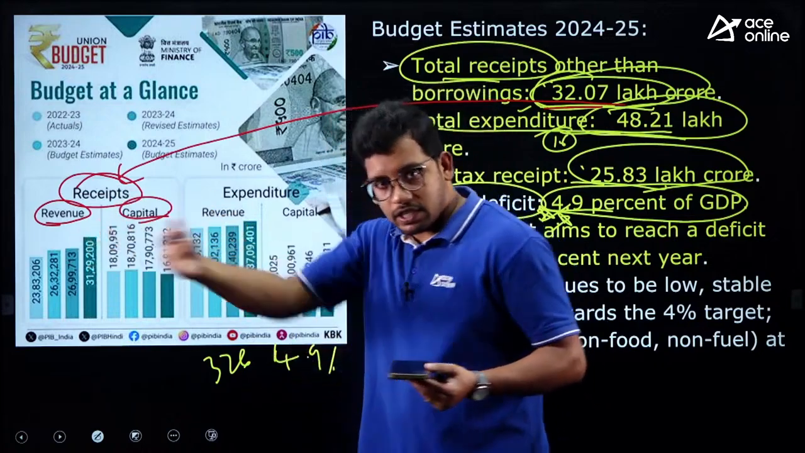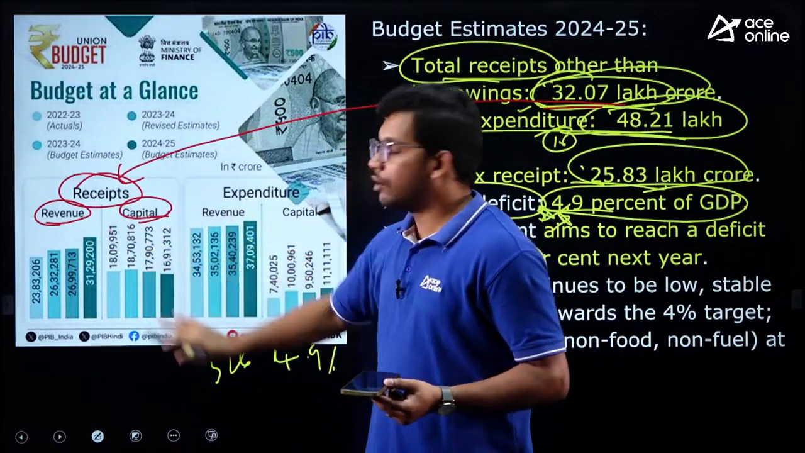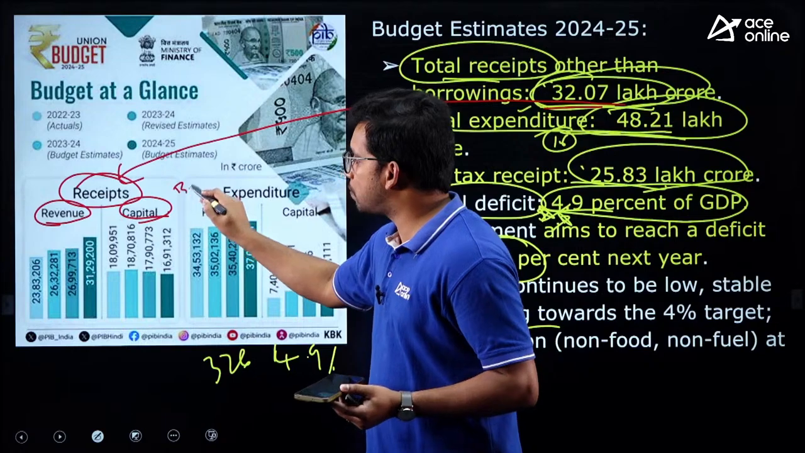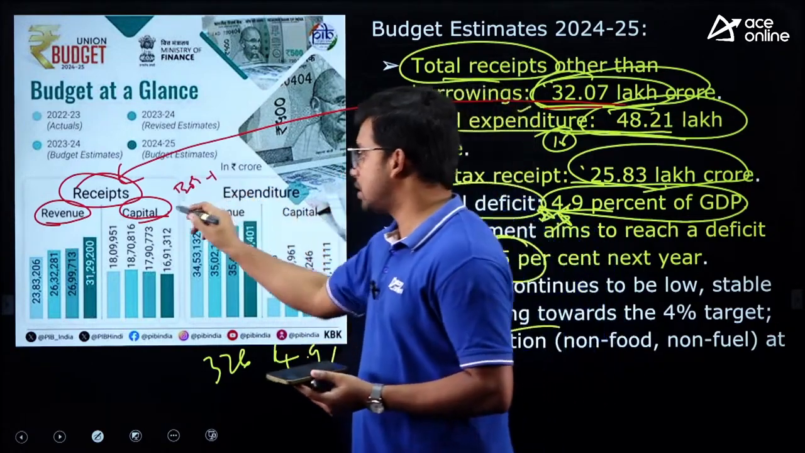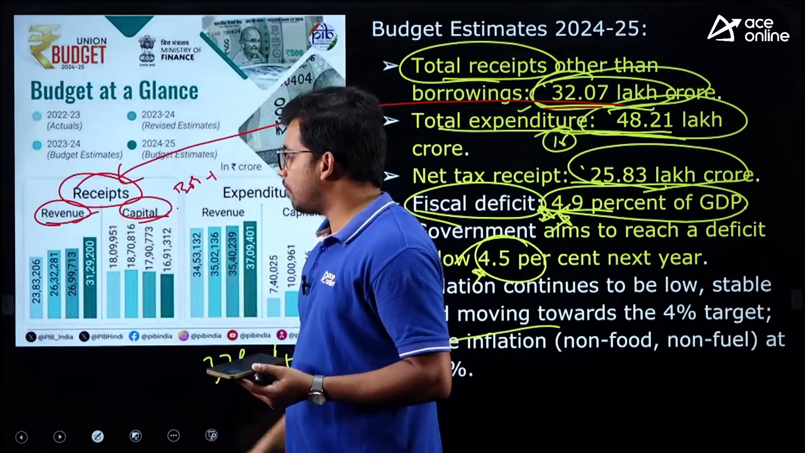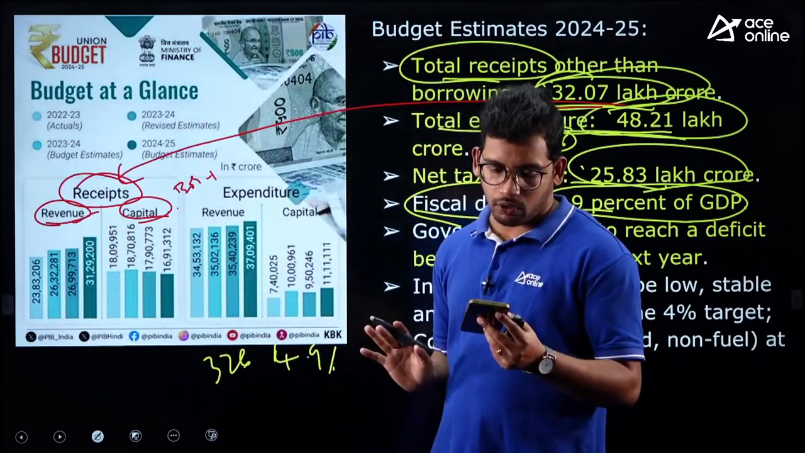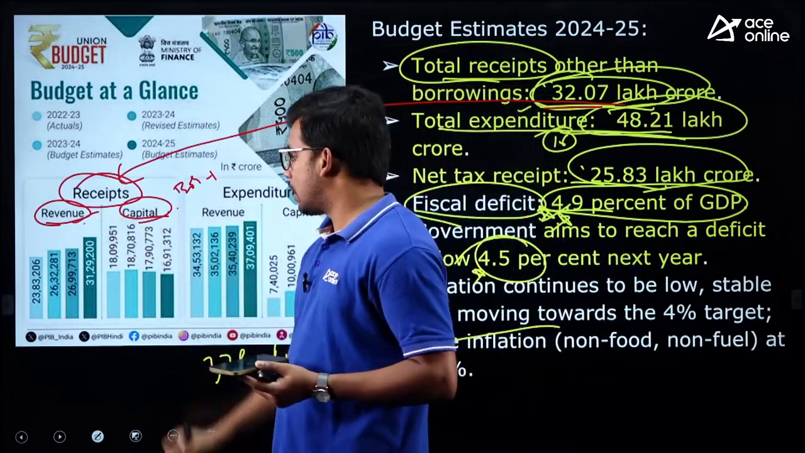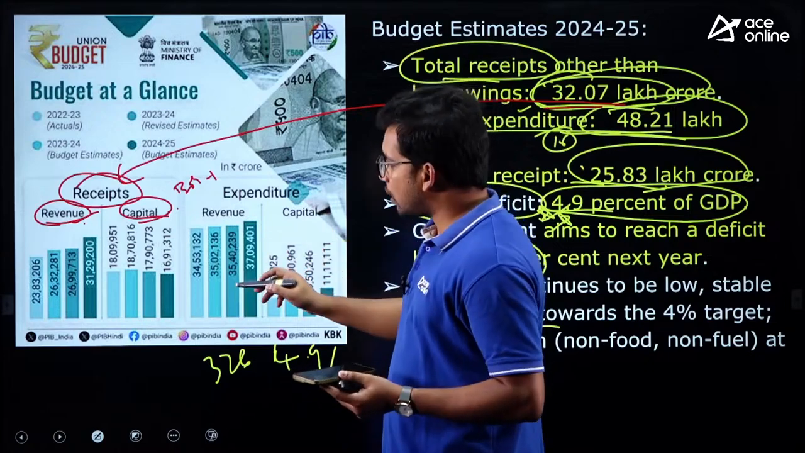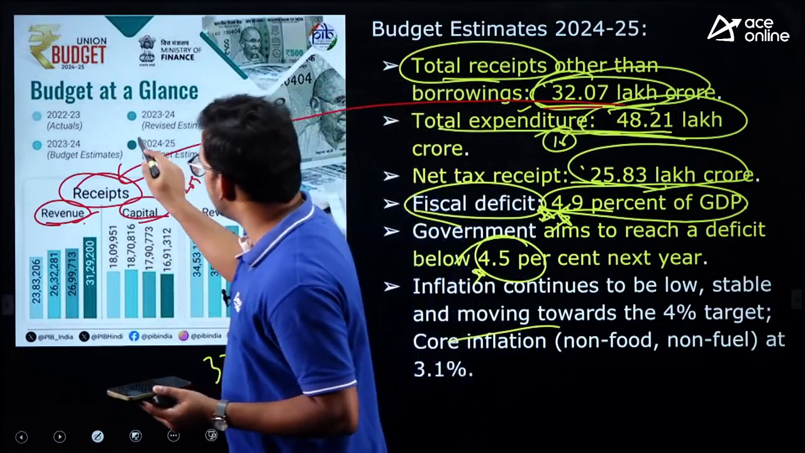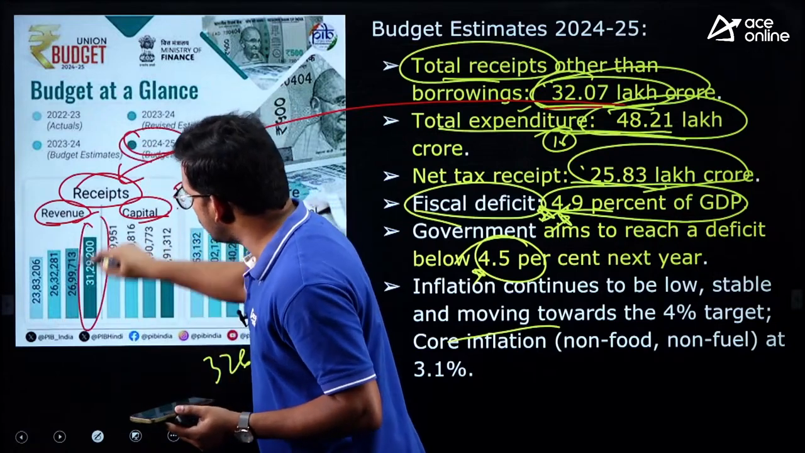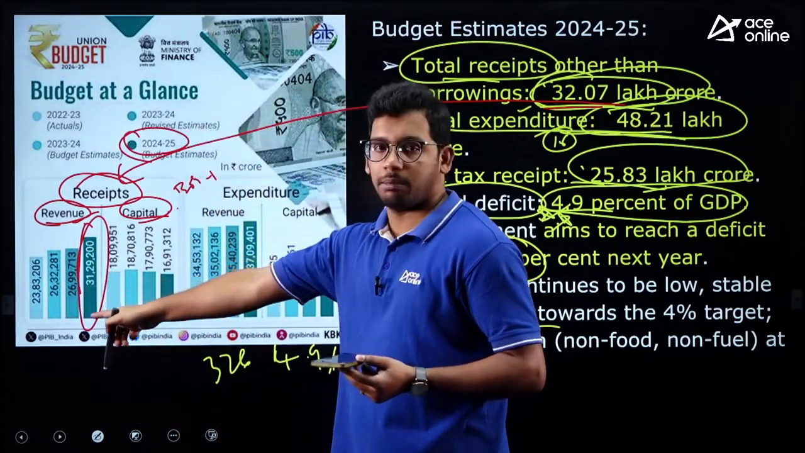So capital receipts means money received by government from borrowings plus the money that it got by selling off its assets. So that is the capital receipts. Revenue receipts means tax, non-tax and all, right. So this is the revenue receipts, fine. So what is the current year? You can see this for the year 2024-25. This is the total revenue, you need to remember this number, right.